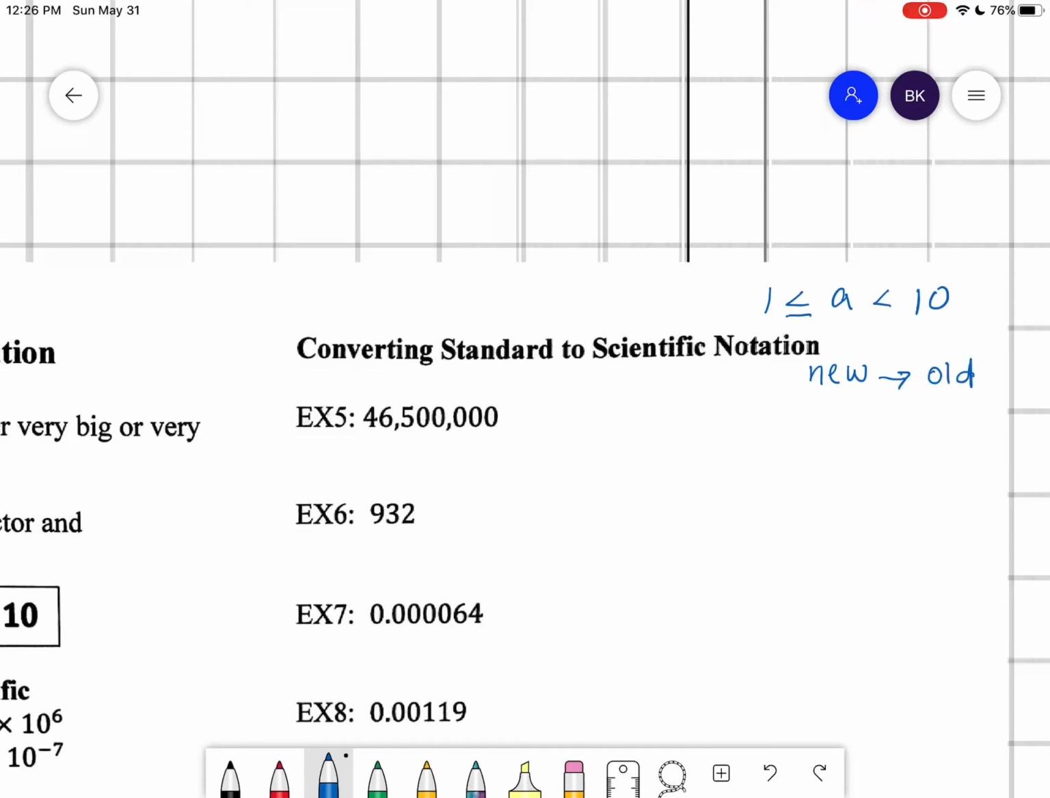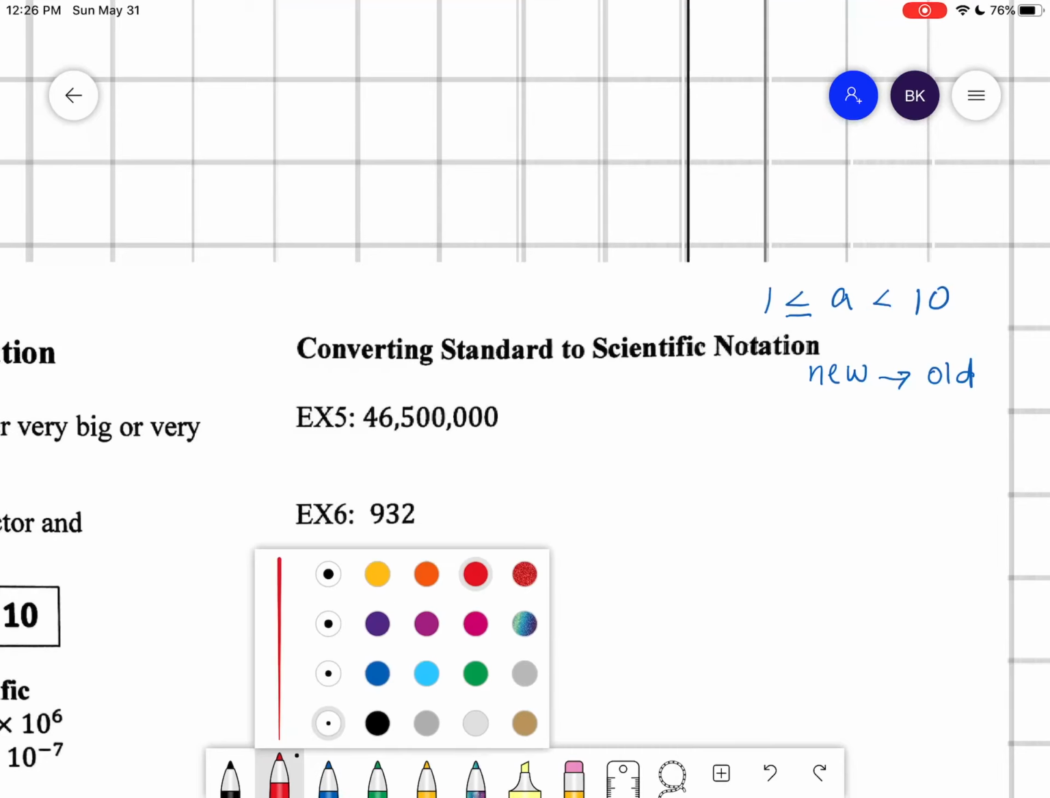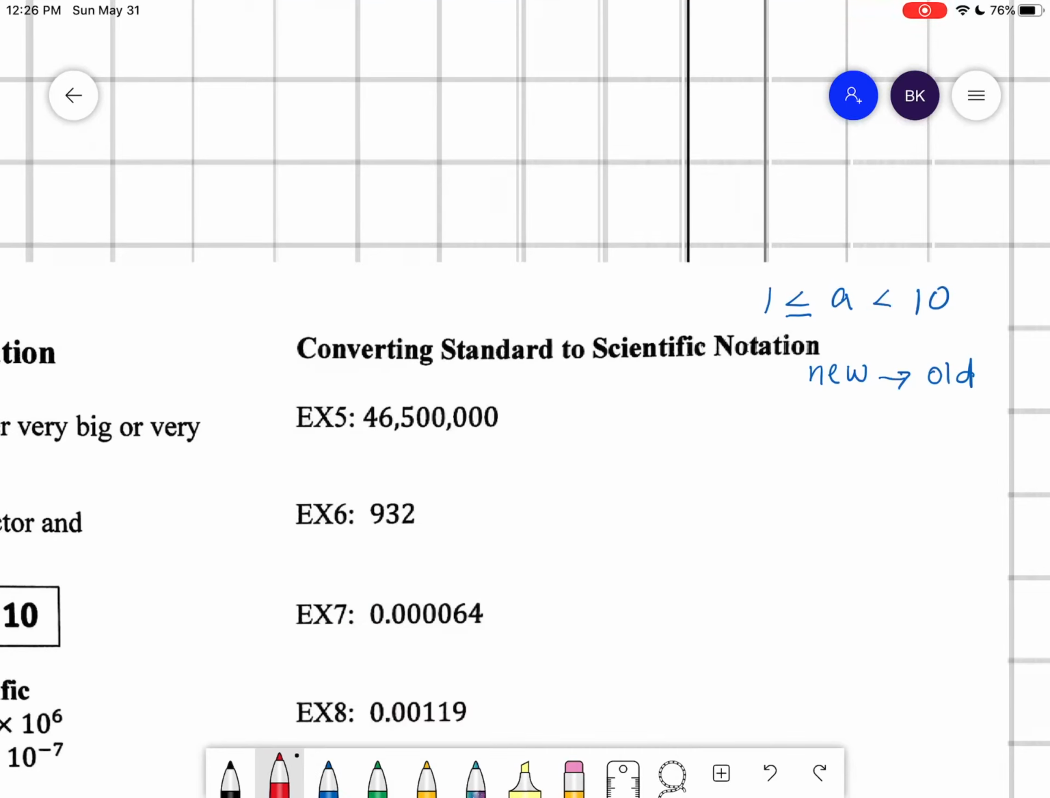Here we go. So ladies and gentlemen, I have a big number, 46,500,000. I need to write this in scientific notation. So what I need you to do is decide where I should place my decimal point so it will satisfy my requirement for my factor. So I have 4, 6, and 5. If I put it between 6 and 5, it would give me 46.5, which is greater than 10.